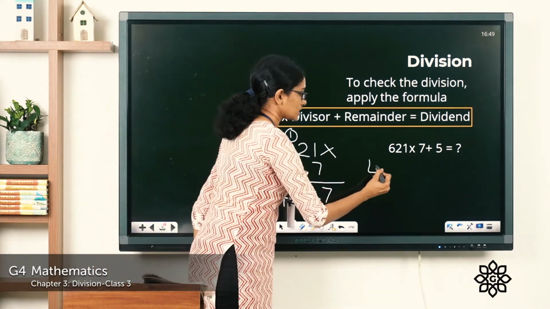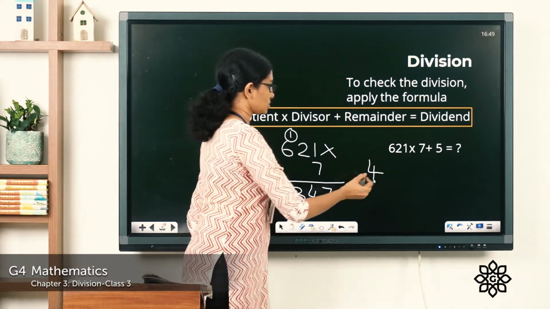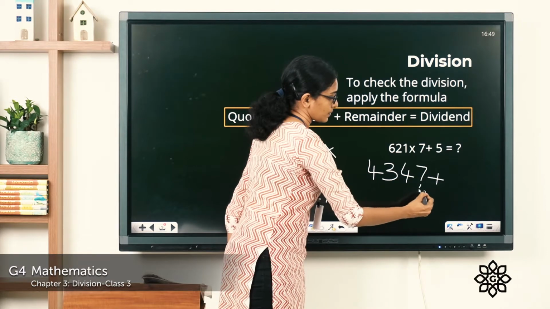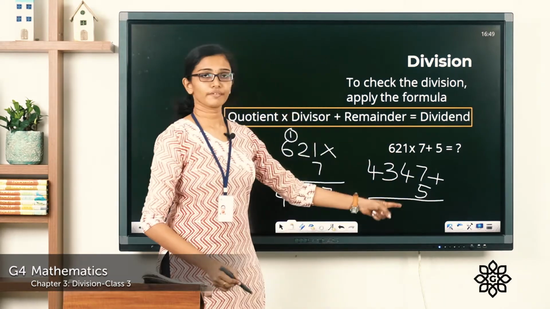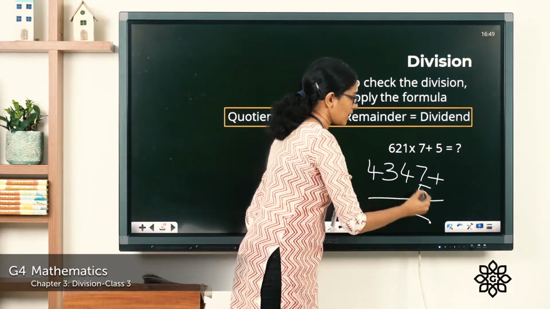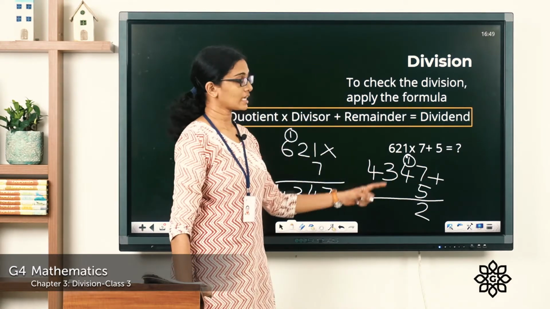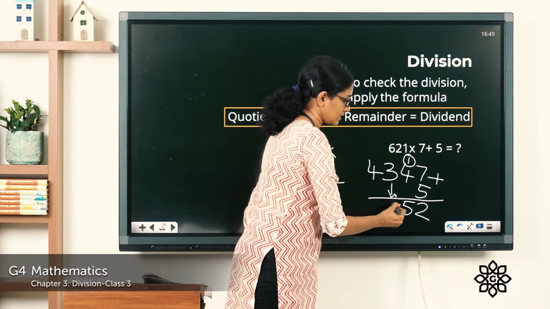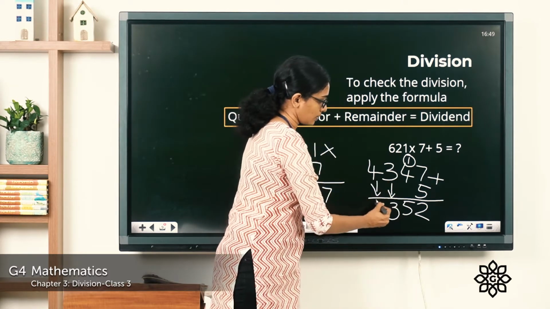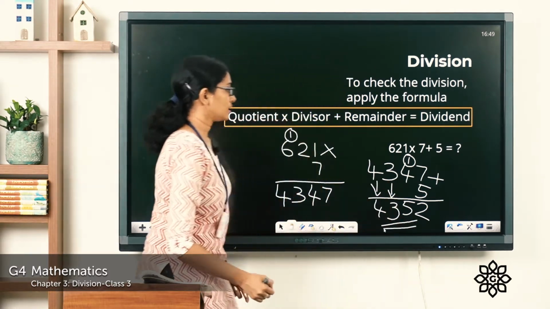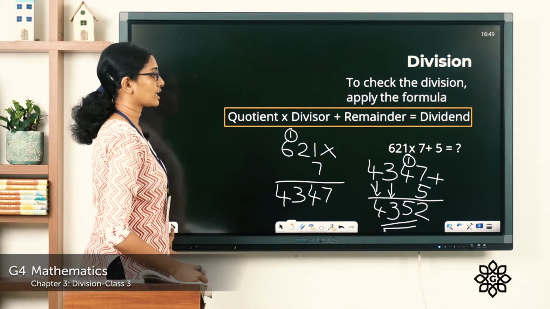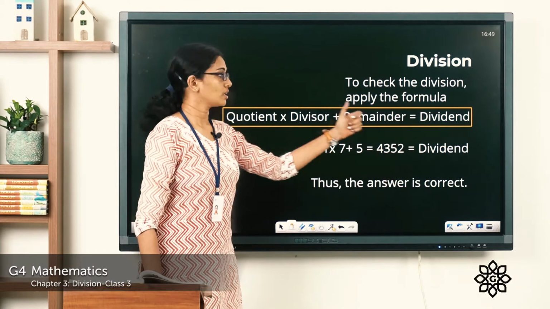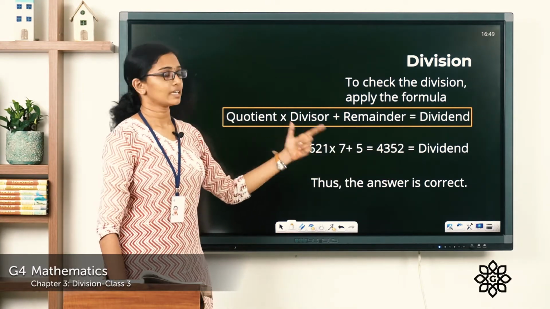We have to add this remainder to this product. So that becomes 4347 plus 5. Now 7 plus 5, that is equal to 12. A carry over to the next place. Now 4 plus 1, it is 5. Now bringing this 3 down, then bringing this 4 down, we have a final result. What is it? 4352, and that is our dividend in the question. So yes, we have done the division correctly.